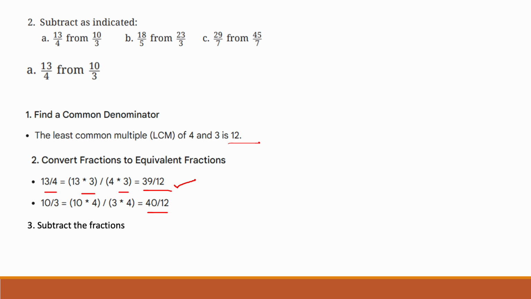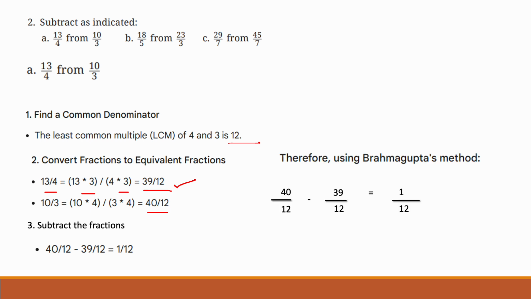Then subtract the fractions. 40 by 12 minus 39 by 12. So subtract numerators. 40 minus 39 is 1. Then keep the denominator, 1 by 12. Therefore, 40 by 12 minus 39 by 12 is equal to 1 by 12.